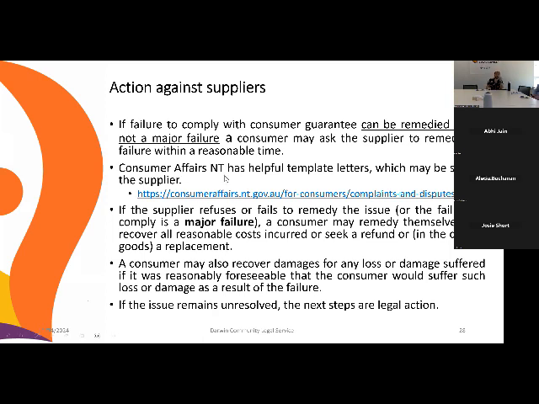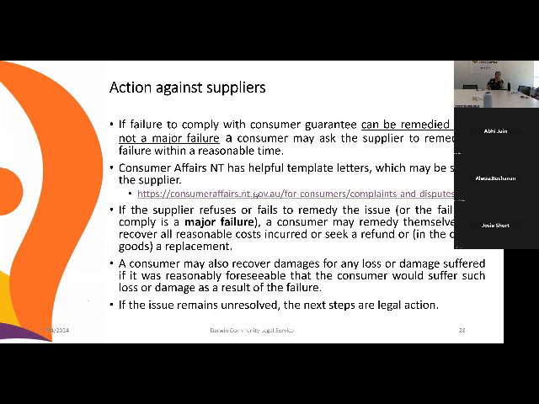Now, when it comes to contacting the supplier, it's always best to do it in writing. Consumer Affairs has really helpful templates, and I usually recommend that people go and see Consumer Affairs and get that template sorted before they actually see us. Now, I'm just going to quickly open the link so you know where it is. Make sure that I'm sharing the screen with the Consumer Affairs link.